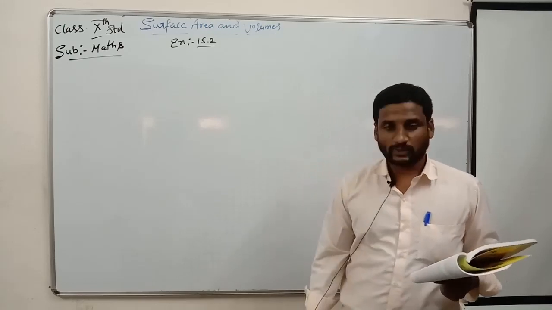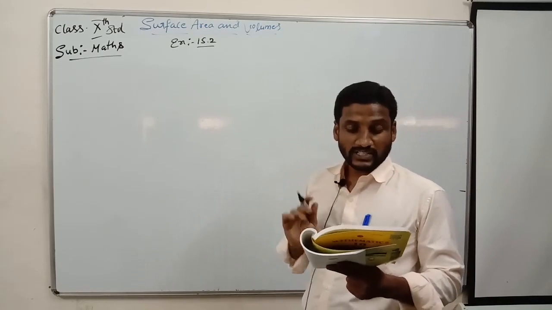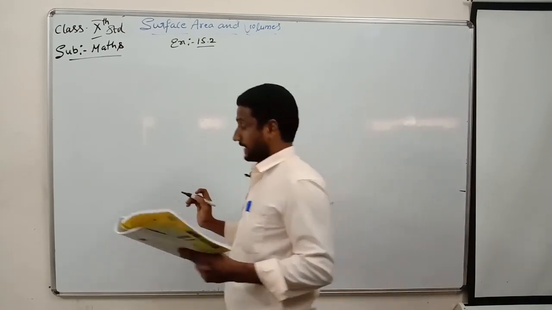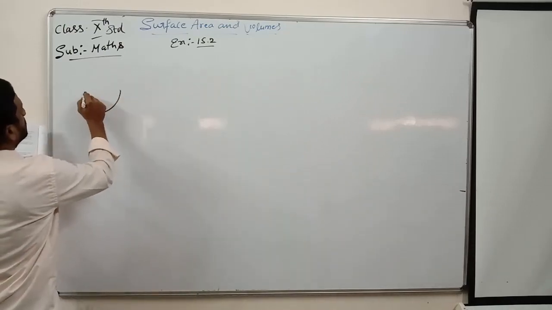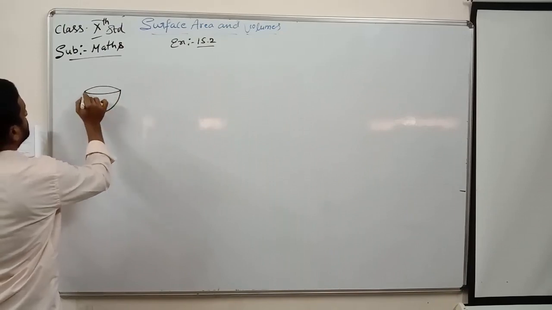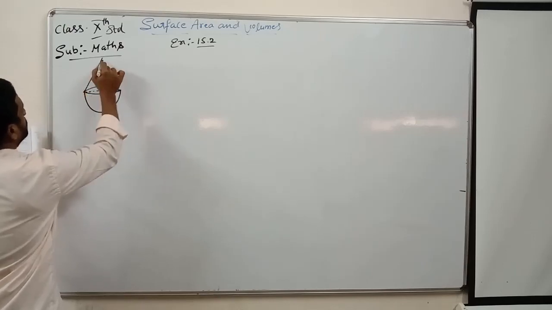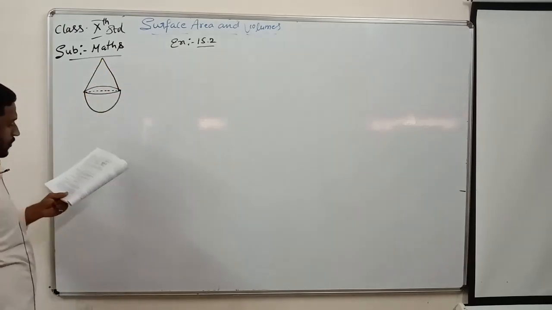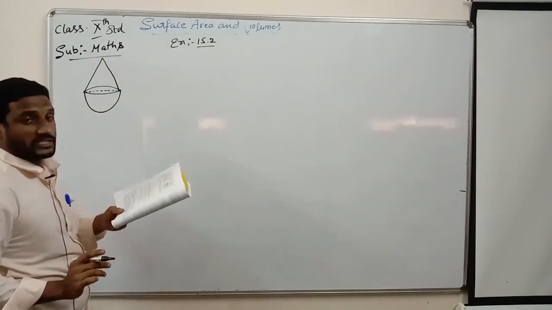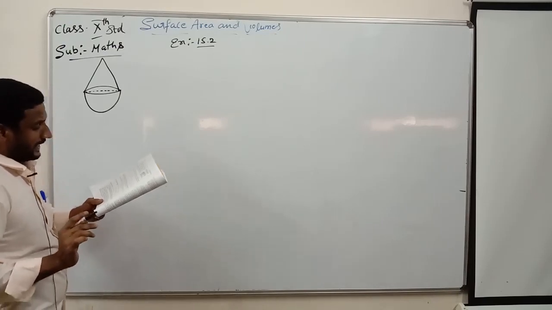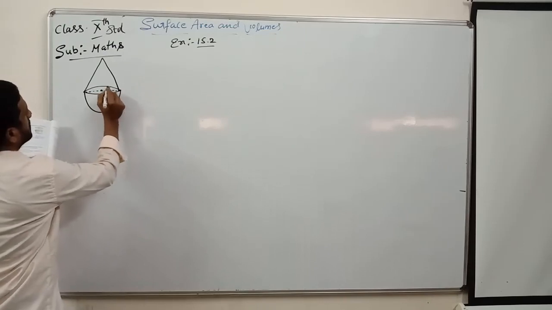According to the question, let us see the first sentence. A solid is in the shape of a cone standing on a hemisphere. We are going to get a figure like this. This is the hemisphere, this is the diameter, and on this the cone is standing. With their radii being equal to 1 centimeter, both our radii are the same here.